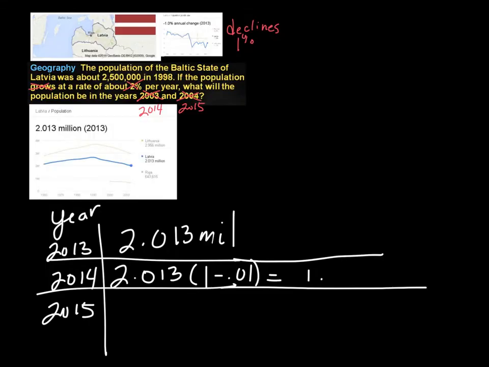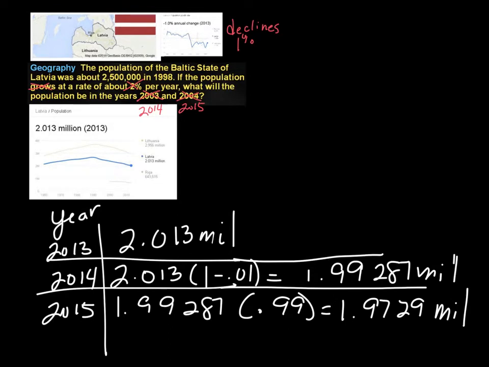So very similar to our exponential decay model. To find the next year, we're going to take 1 minus 0.01, or 1%, and multiply that, and I get a 2014 population predicted at 1.99287 million. So using that same prediction again, they would go down to 1.9729 million in 2015.